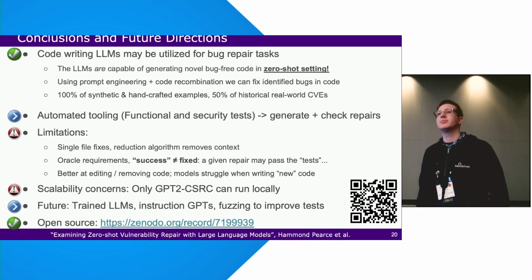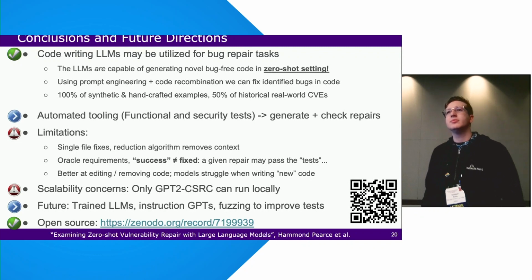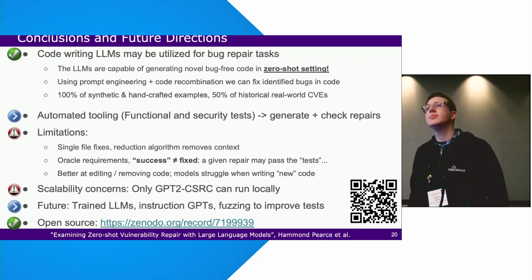This is the last question. Hi, this is Quinson from George Mason. Great talk. When you mentioned this limitation of single file fix, do you mean, can you deal with multiple functions for this vulnerability?